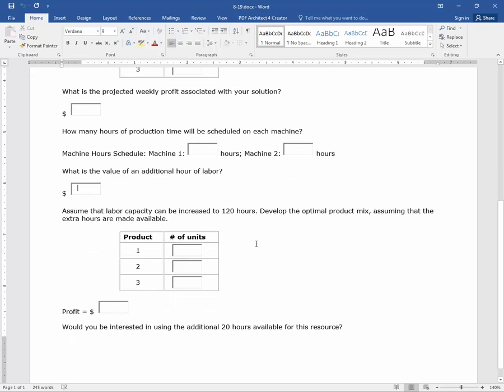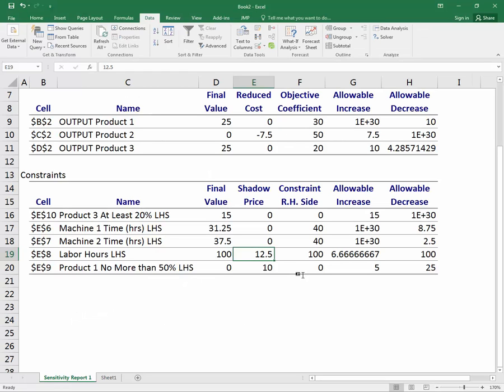So now the next question is, assume that labor capacity can be increased to 120 hours instead of 100 hours. Develop the optimal product mix, assuming extra hours are made available. What's our product mix look like now? What's our profit? Would you be interested in adding the 20 additional hours? So off the bat, you should say, yeah, it looks like I want labor because that's the thing restricting me. Right? I can make an additional $12.50 for each additional hour that I get in.